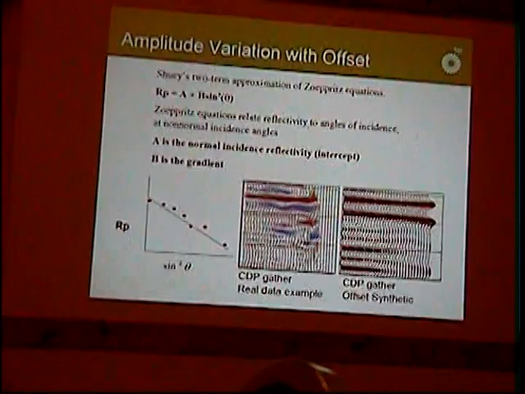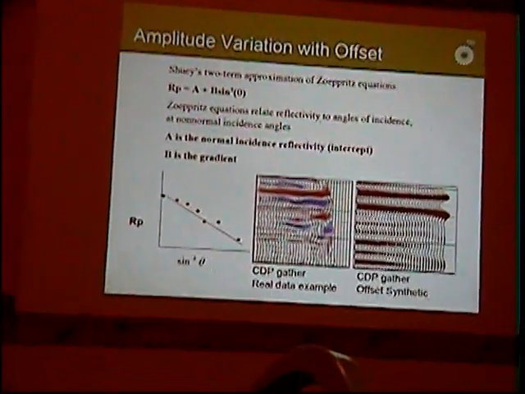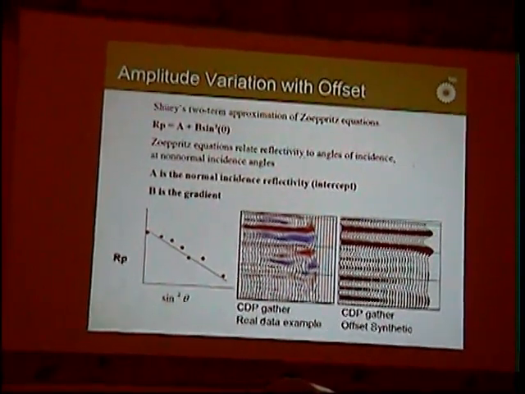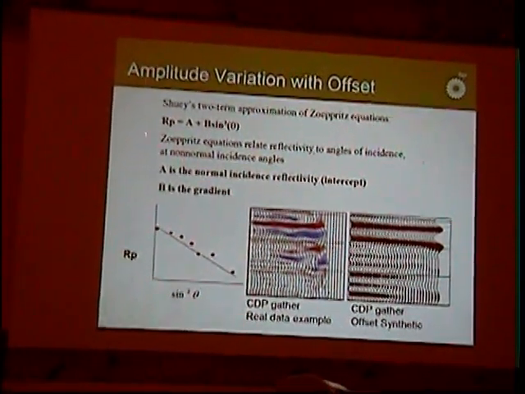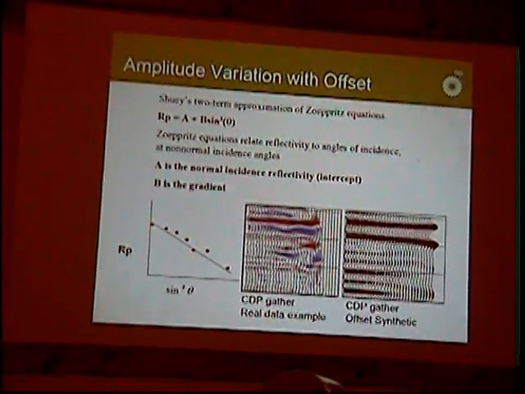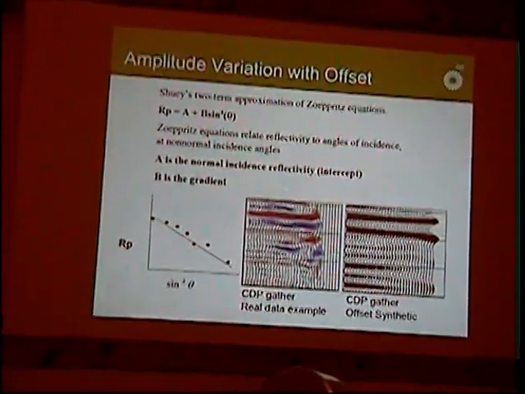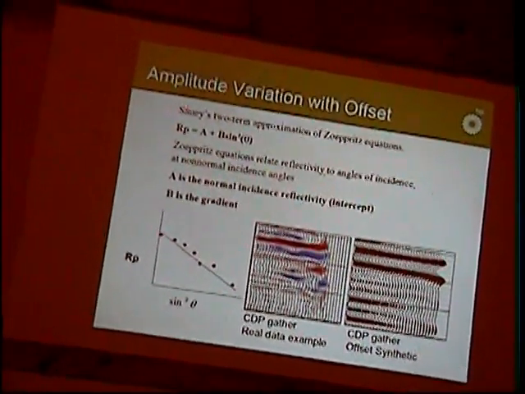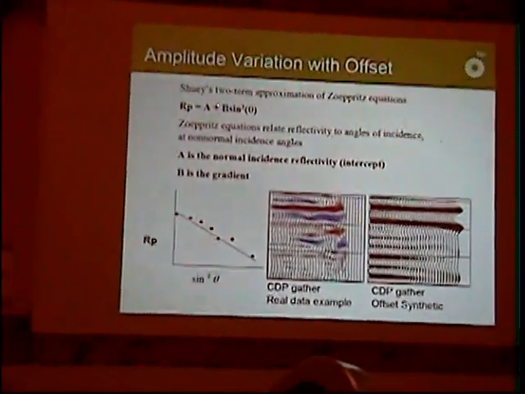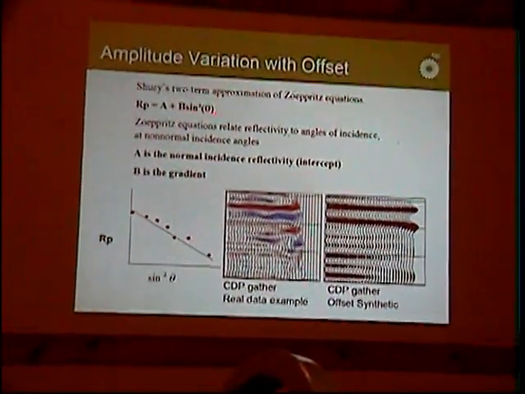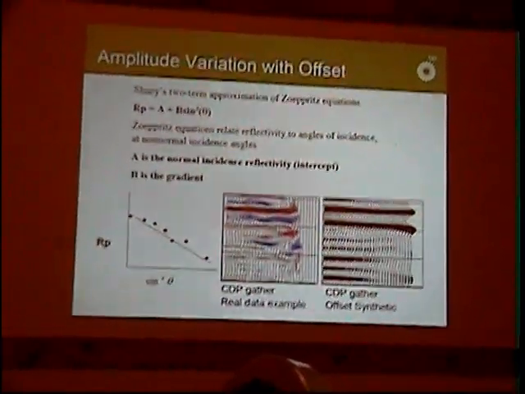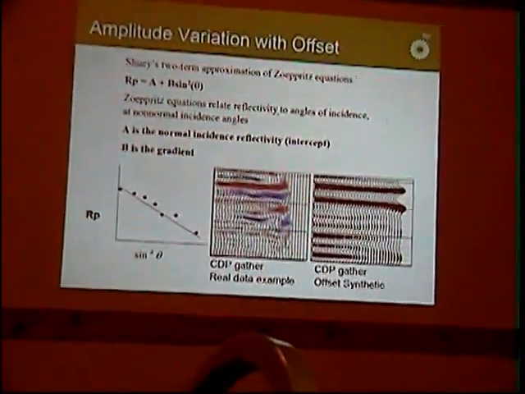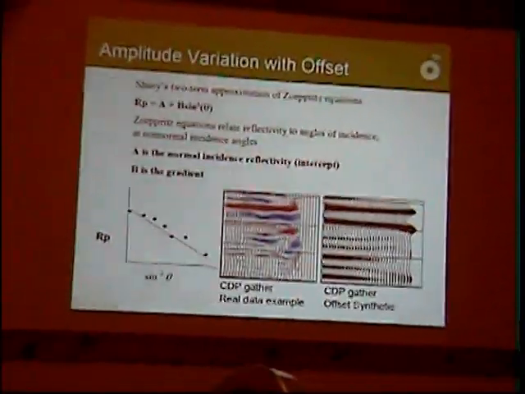Now Zoeppritz's equations are very, very complicated because they have so many parameters. But a lot of people have approximated his equations, and Shuey is one of those who established a two-term approximation. This says that P-wave reflectivity is a function of an intercept term as well as a gradient times sine squared theta, where theta is your offset angle. Zoeppritz's equations relate reflectivity to angles of incidence at non-normal incident angles.